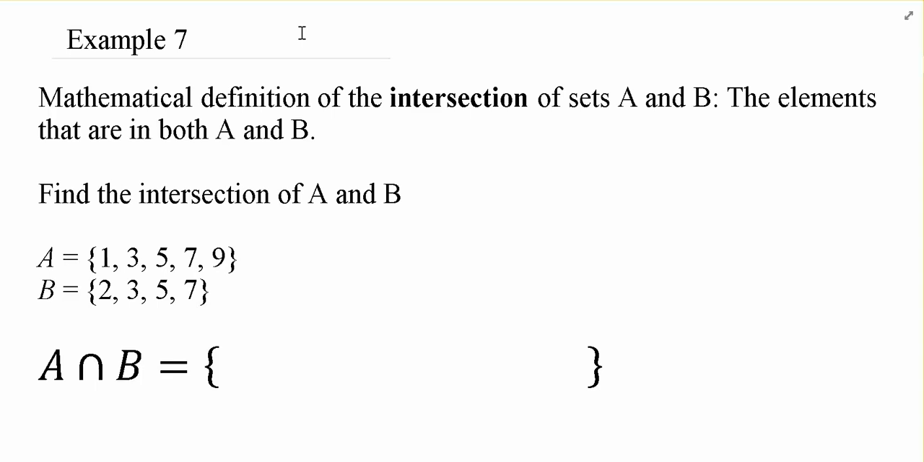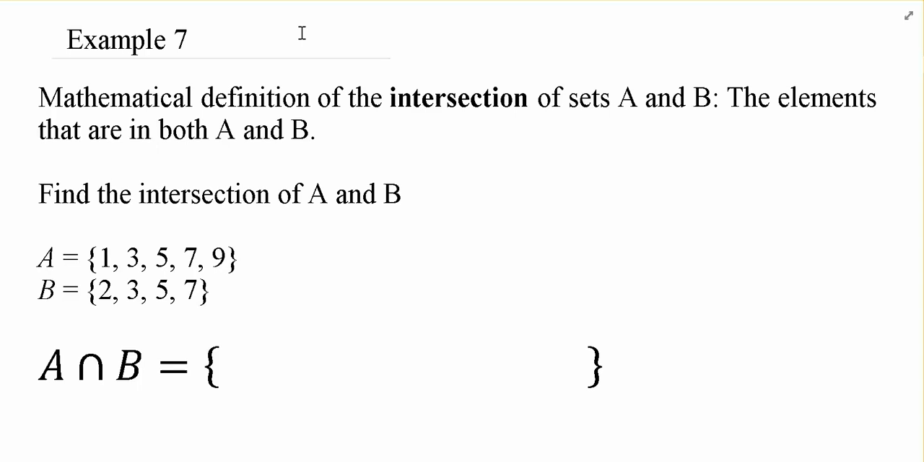So suppose I have two finite sets. Set A has the elements 1, 3, 5, 7, and 9, odd digits. And set B has 2, 3, 5, 7, prime digits. Now, the symbol that's written at the bottom of your screen right now, that symbol that kind of looks like an upside down version of the union symbol, that's the symbol that we use for intersection.